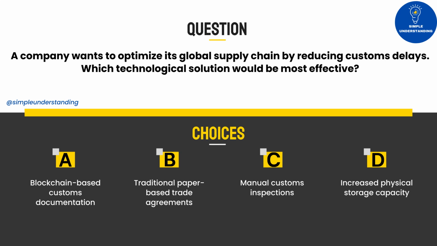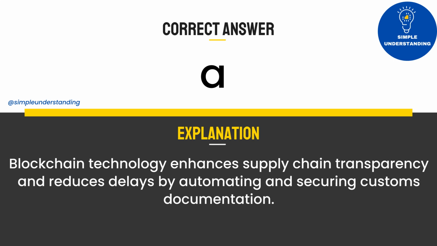2. A company wants to optimize its global supply chain by reducing customs delays. Which technological solution will be most effective? A. Blockchain-based customs documentation. B. Traditional paper-based trade agreements. C. Manual customs inspections. D. Increased physical storage capacity. Correct answer: A. Blockchain-based customs documentation. Explanation: blockchain technology enhances supply chain transparency and reduces delays by automating and securing customs documentation.